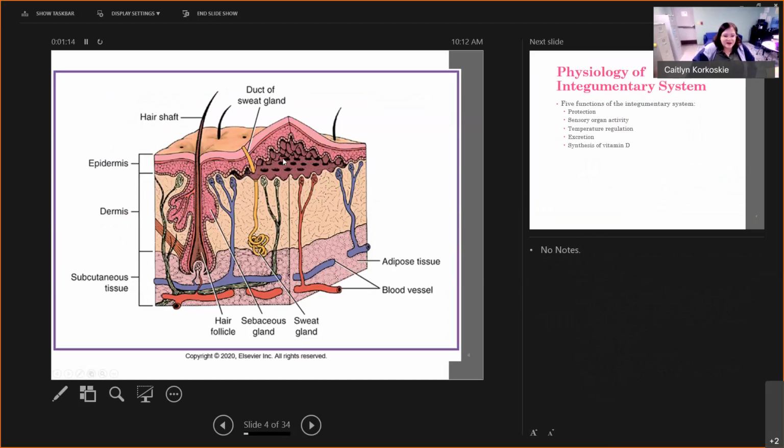So here is the actual image of how your skin is broken apart. You have the epidermis here, which is the first layer. So this is the part, again, that you see.